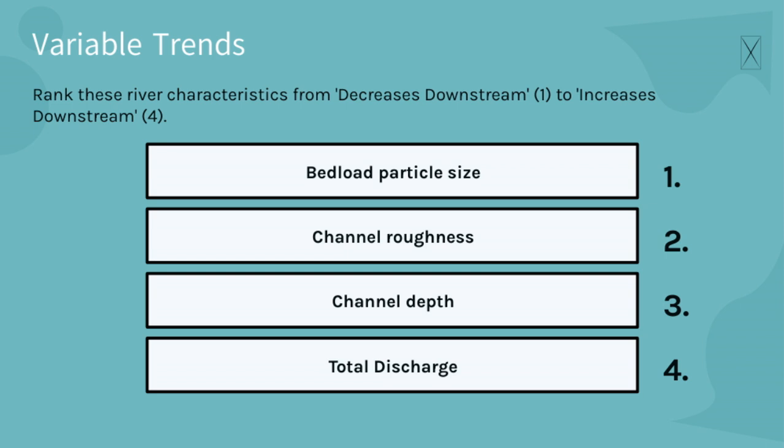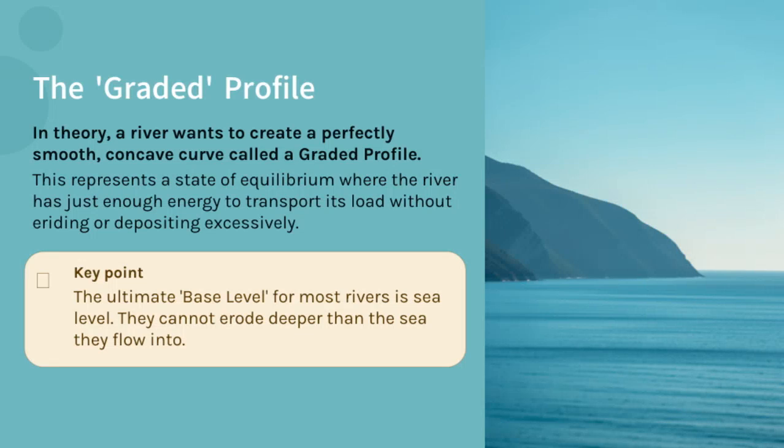This is a useful pattern to remember for GCSE Geography because questions often ask how a river changes downstream. Now let's look at the idea of a graded profile. In theory, a river works towards creating a smooth, concave curve from source to mouth.